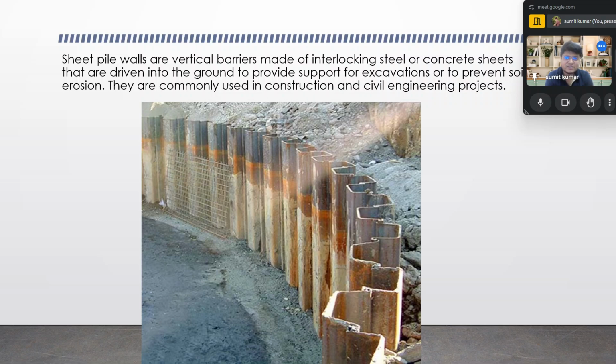As we go ahead, we see that during some construction work, if you want to isolate that part from the surrounding soil so that the work there could go smoothly, there also sheet piles are applied, which could be made up of steel or concrete. More often, steel sheet pile walls are used as a barrier, driven into the ground to provide support for the excavation or to prevent soil erosion, because if the soil falls into the cross section under which the construction is going on, that will affect the project in a true sense. So it is commonly used in construction and civil engineering projects.